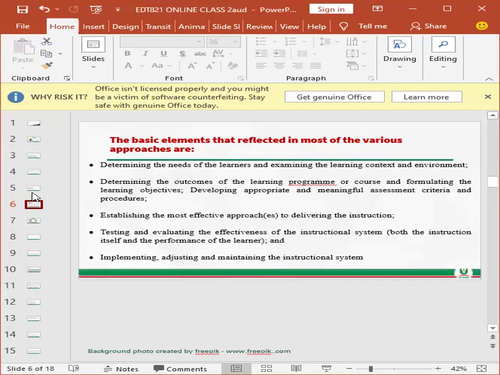both the instructional system itself and the performance of the learners, as well as implementing, adjusting, and maintaining the instructional system.